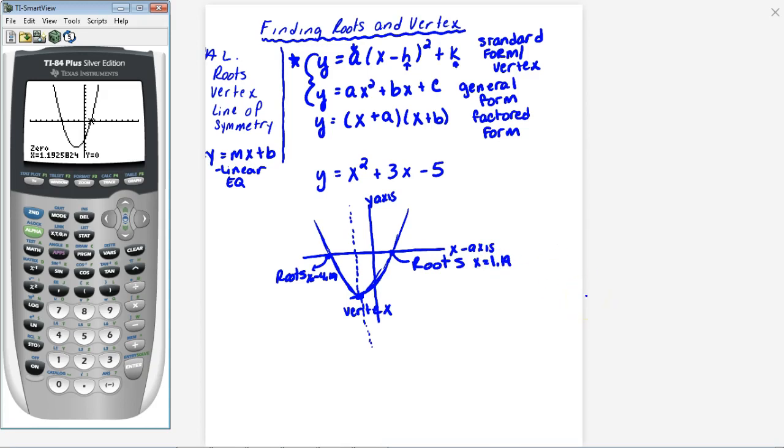That's why it's called our roots. Or another word for roots is the zeros. A lot of times they'll be called the zeros. That's where your y is 0. That's where our roots are. Let's see if we can find our vertex.